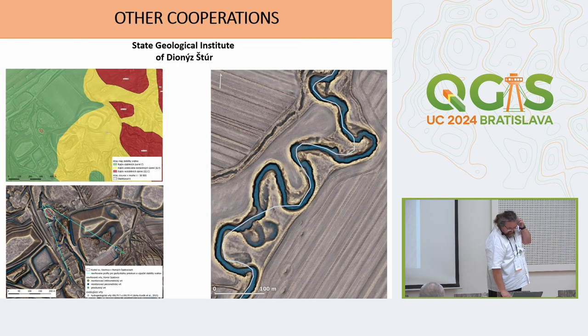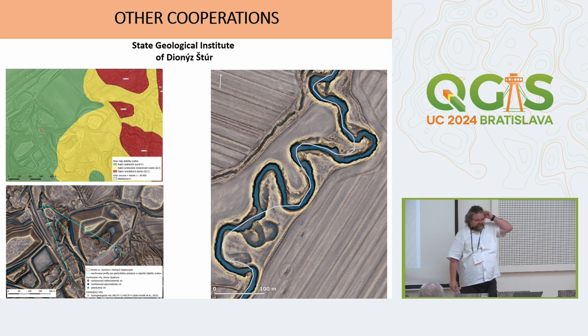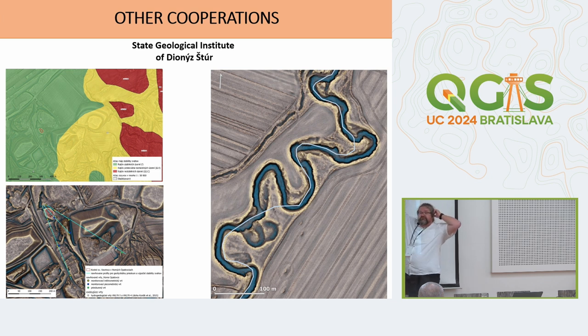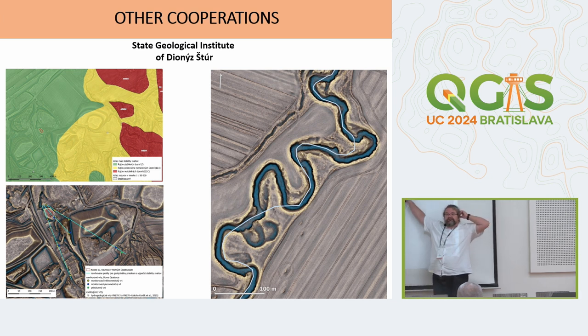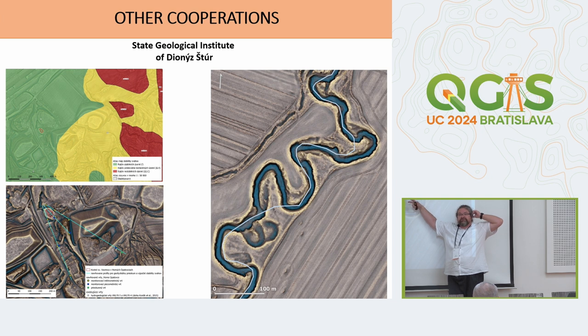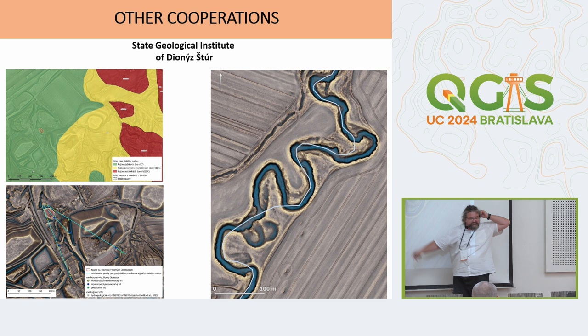Okay. So at the end, other cooperations. This LIDAR data started to be used by the Geological Institute of Dionýz Štúr. It is our national geological institute. It is for monitoring of landslides. Also now those data are used for the remapping of river streams, because the LIDAR data bring a new problem: we have much more accurate LIDAR maps of the rivers than the existing river maps.